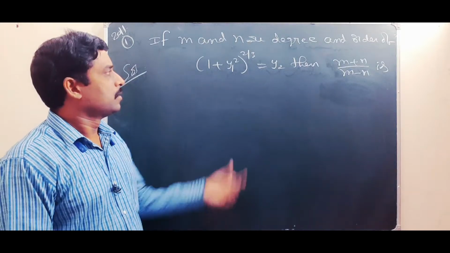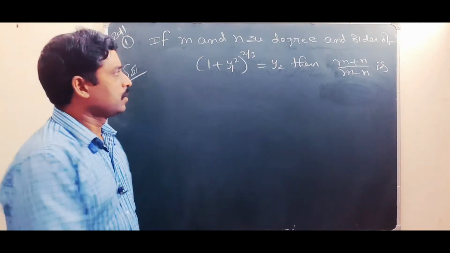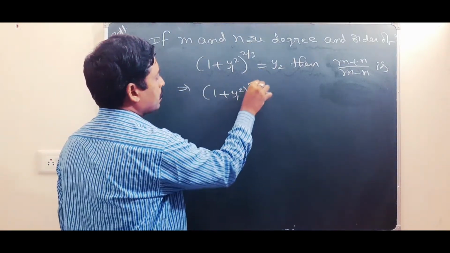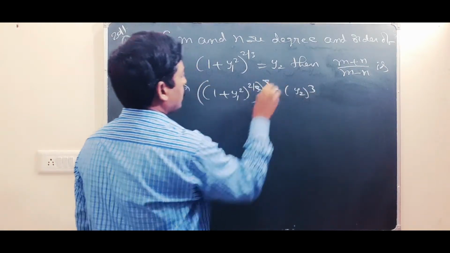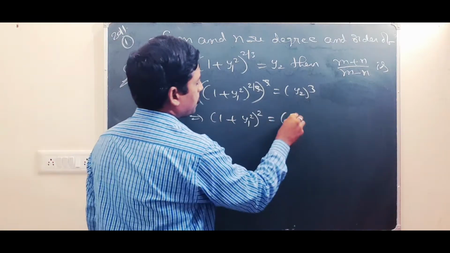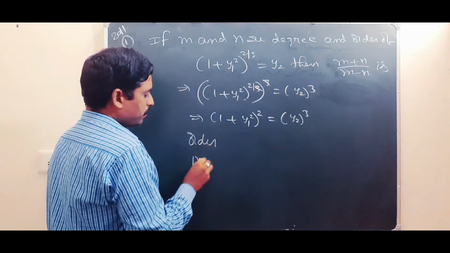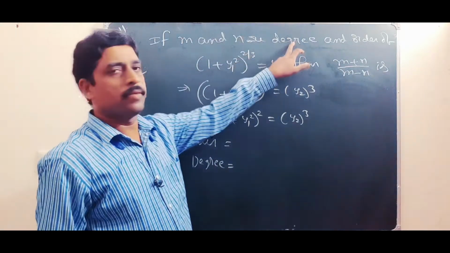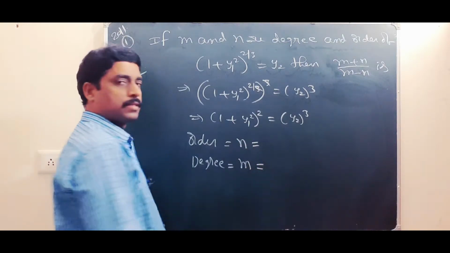Okay. This differential equation can be written as a polynomial equation. Now, cubing on both sides: ((1 + y1²)^(2/3))³ is equal to (y2)³. The 3 gets cancelled. (1 + y1²)² equals (y2)³. Now first we have to find the order and degree. From this statement, where m is the degree of the differential equation, this is m, this is n. Where n is the order, m is the degree.